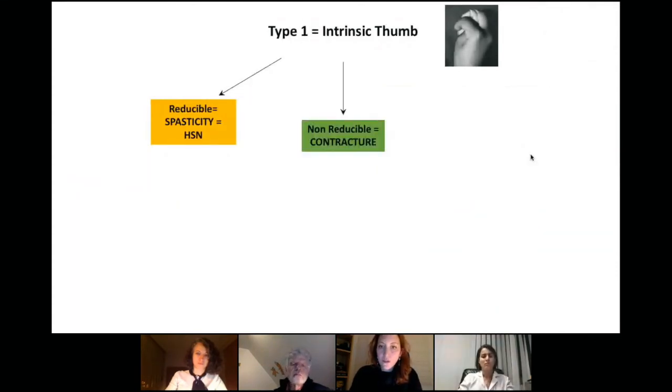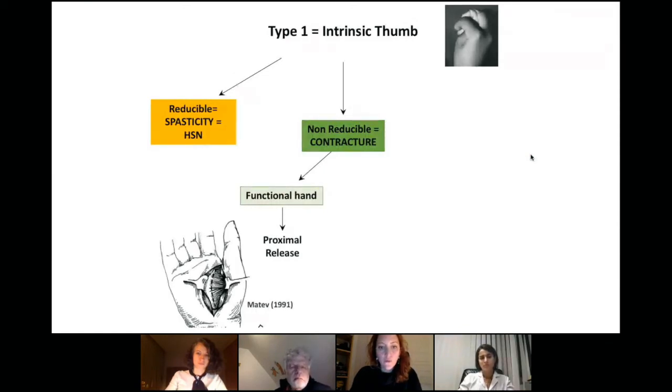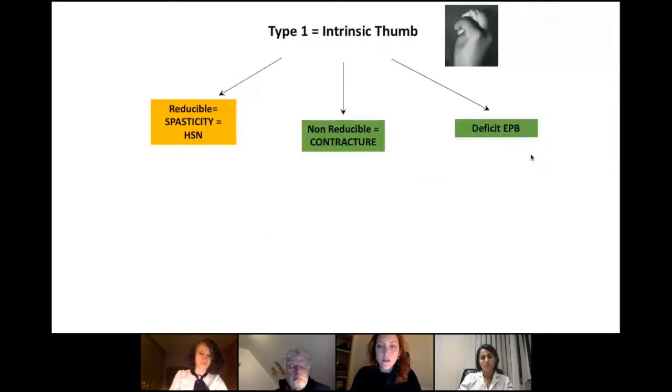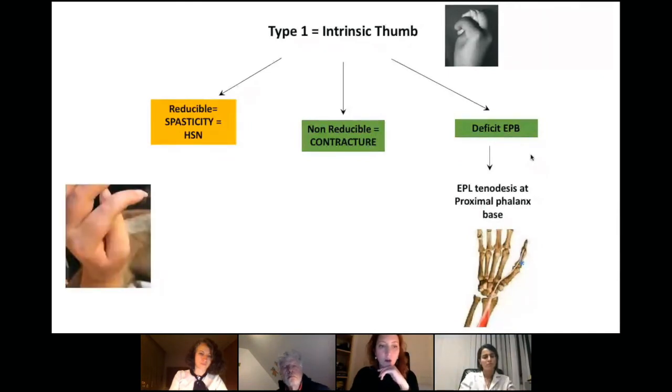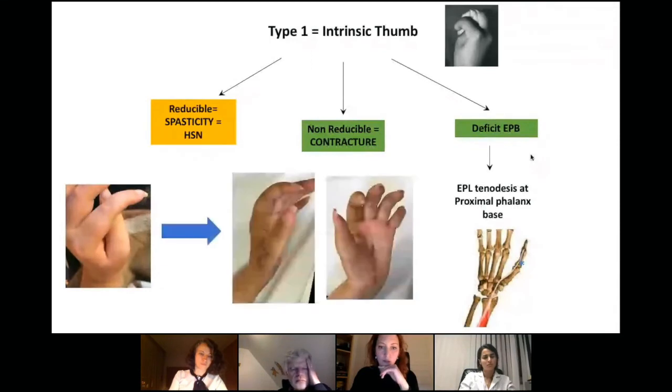In case of contracture, if the deformity is not reducible, for functional hand, we perform a proximal release as described by Matev, and in non-functional hand, we can perform a distal tenotomy at the phalanx area. And sometimes in this deformity, there is a deficit of the EPB, the extensor pollicis brevis, and we can, in this case, if there is an activity of the EPL, perform an EPL tenodesis at the proximal phalanx base, as in this drawing, and you can see this pre-op hand in a patient operated by this procedure, and the post-op aspects of the thumb.